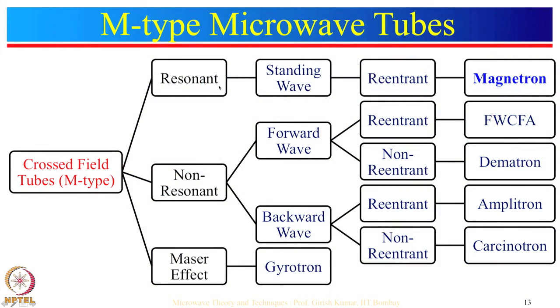Now in the resonant structures, there are standing waves and multiple reentrant cavities are used in these types of microwave tubes. The example of resonant microwave tubes is the Magnetron, and the non-resonant type of structures can be classified as forward wave structures and backward wave structures. And they can further be classified as the structures which have reentrant cavities and the structures without reentrant cavities. So this is all about the classification of cross-field microwave tubes.